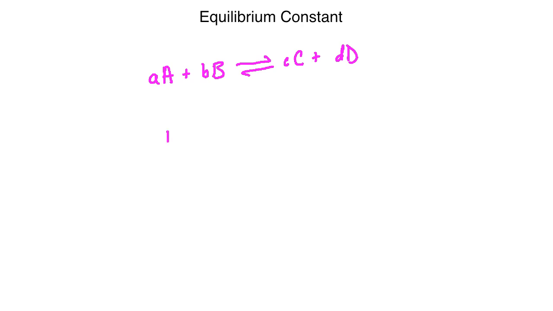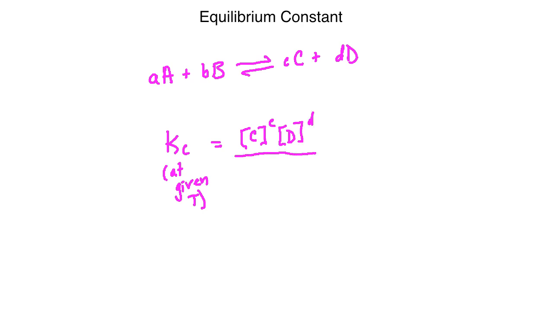And we said that Kc, and note that this is at a given temperature, so at given T, because that can change based on temperature, is going to equal the products, and we're going to raise these products to their coefficients, over the reactants raised to their respective coefficients.